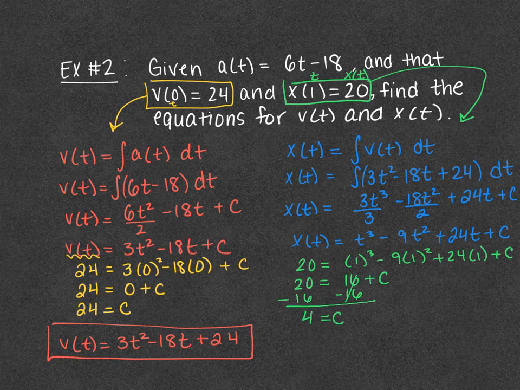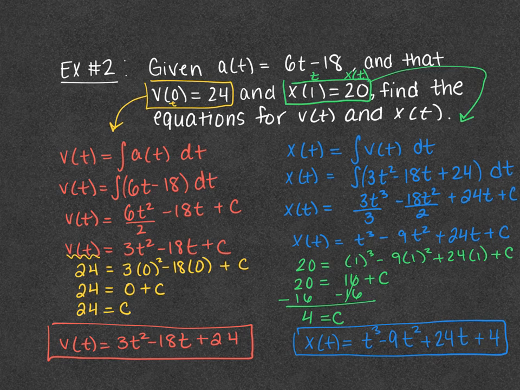And if we put it all together, my x of t answer is, again, I'm using this one here, just now putting in my c value. So you should be getting t to the third minus 9t squared plus 24t plus 4. So this is my x of t function.